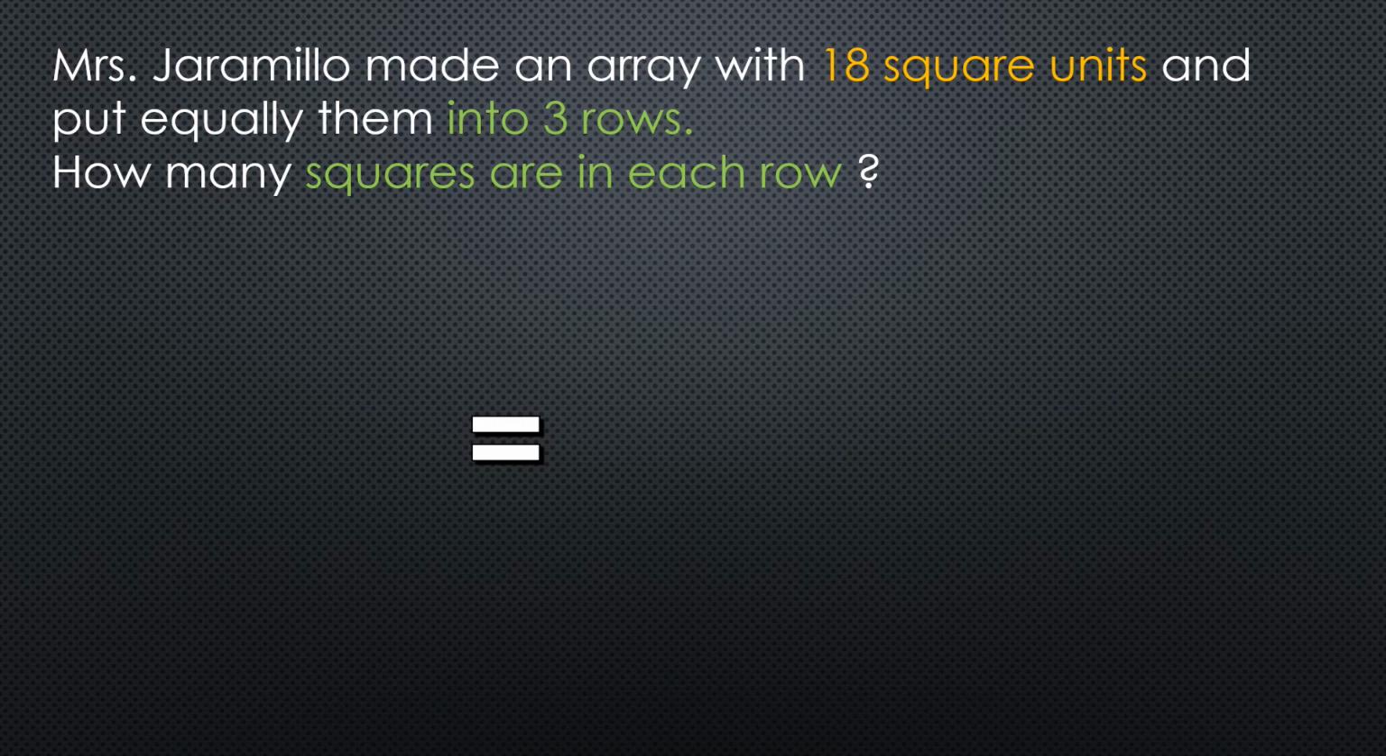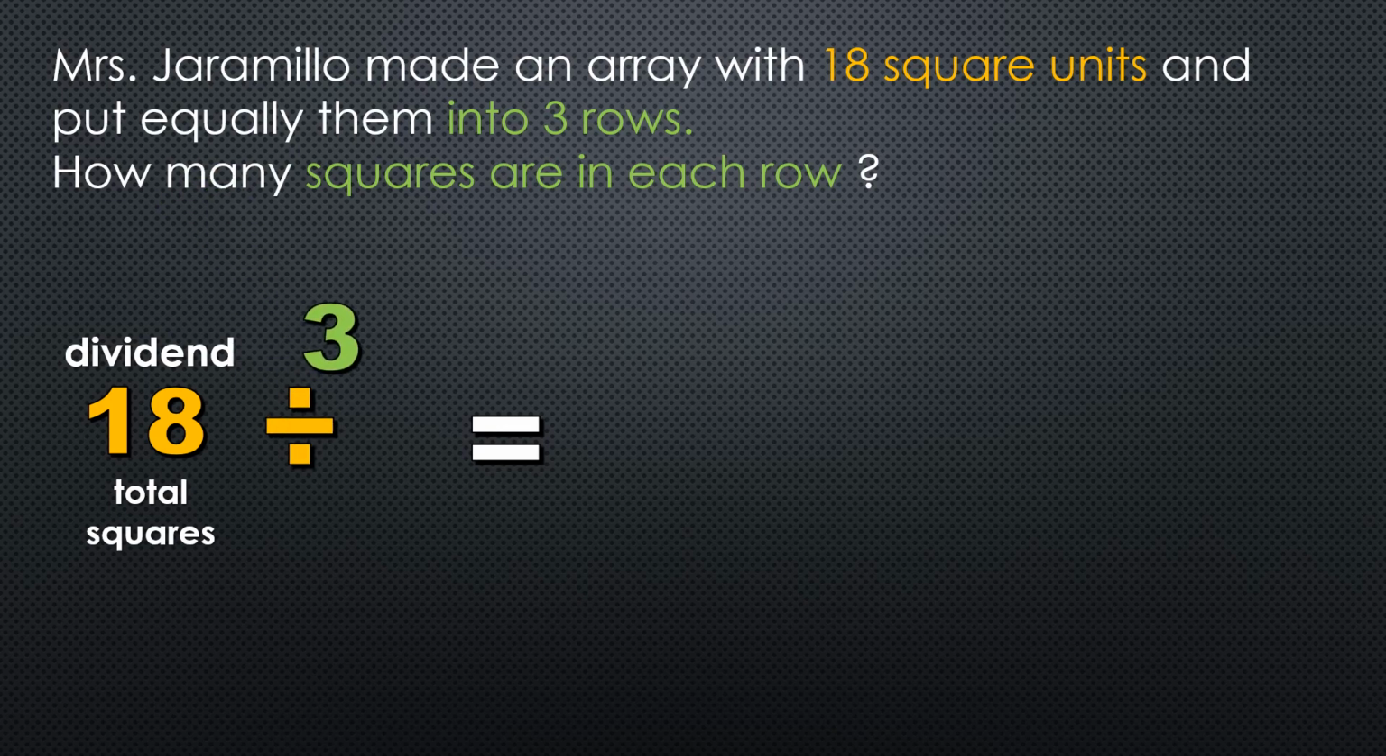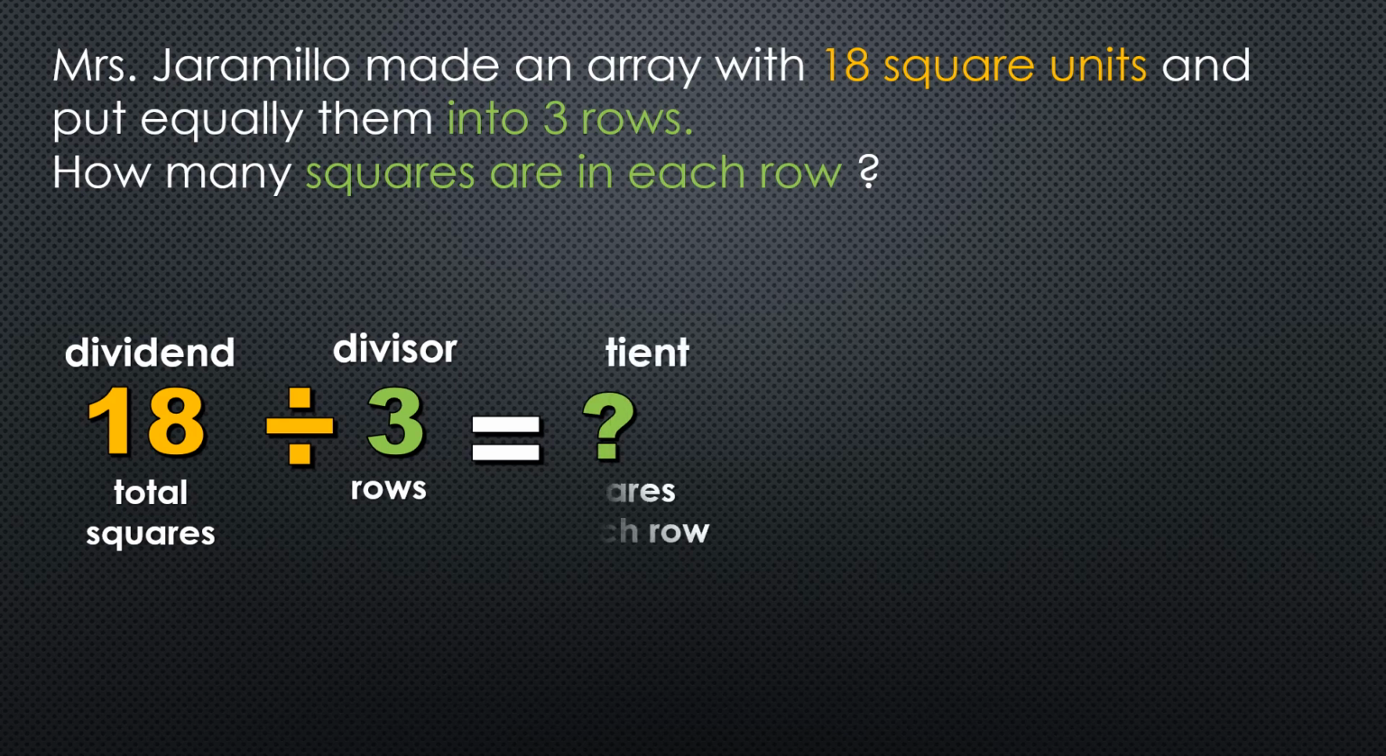Now, what if we decided to change that array and change our information? What if we know that we have 18 square units, but now we're going to put them into 3 rows? Now what if we know our groups? Then we'd be looking for the number of squares in each row or group. So we're going to divide them by the groups this time. Our divisor is going to be the rows. So we want to know how many squares are in each row.